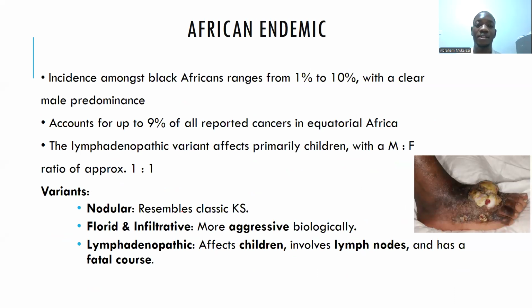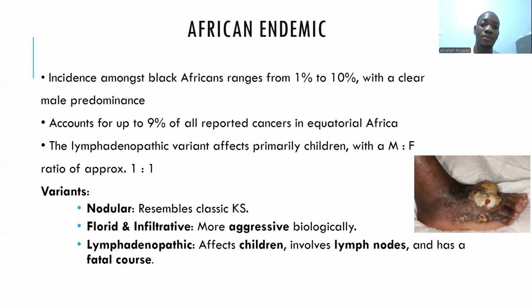Then you go to the next variant. This one we call the African Kaposi sarcoma or the endemic type. This type is not the one associated with HIV. You have to know the difference. The endemic type is the one that was actually there even before HIV. It was endemic and commonly seen in Black Africans. We usually see it slightly favoring males, and it could account for up to 9% of all reported cancers in equatorial Africa. So it was actually more common even before HIV came in.